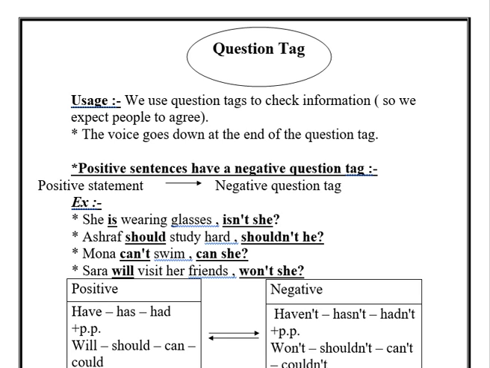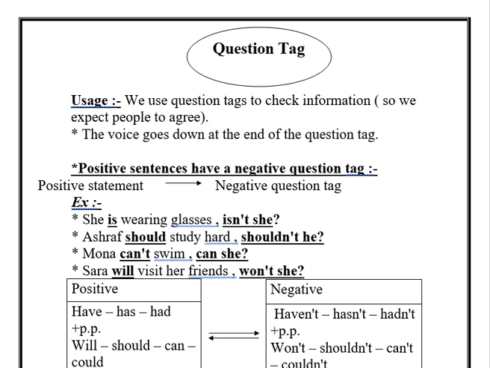The next example. Mona can't swim. Can she? Here it's a negative statement, so we make it a positive question tag. Mona can't swim, can she? And we replace the name Mona with the pronoun she.